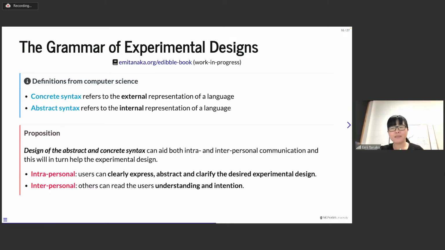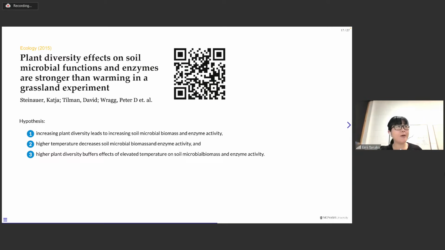Okay, it's best to see an example. I've got this example, which comes from a paper in ecology. It looks at plant diversity effects on soil microbial functions and enzymes in a glasshouse experiment. They had some hypotheses. One: increasing plant diversity leads to increasing soil microbial biomass and enzyme activity. Two: higher temperatures decrease soil microbial biomass and enzyme activity. And the third hypothesis was that higher plant diversity buffers the effects of elevated temperature on soil microbial biomass and enzyme activity.